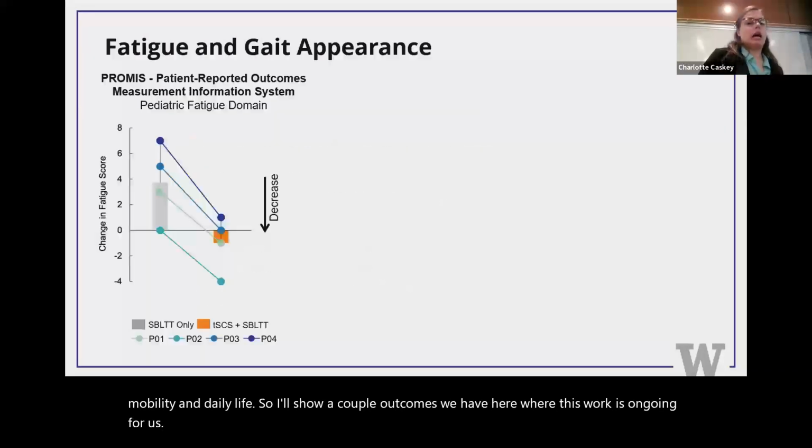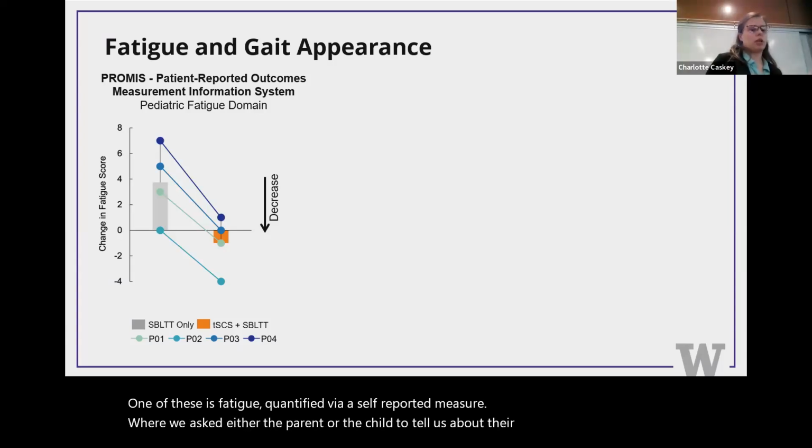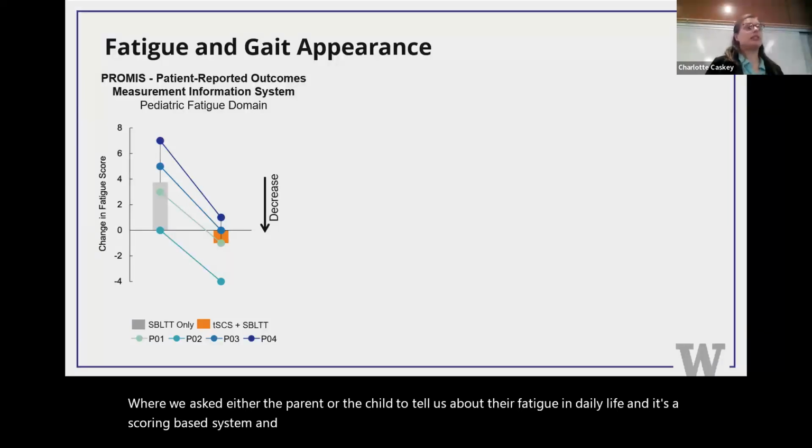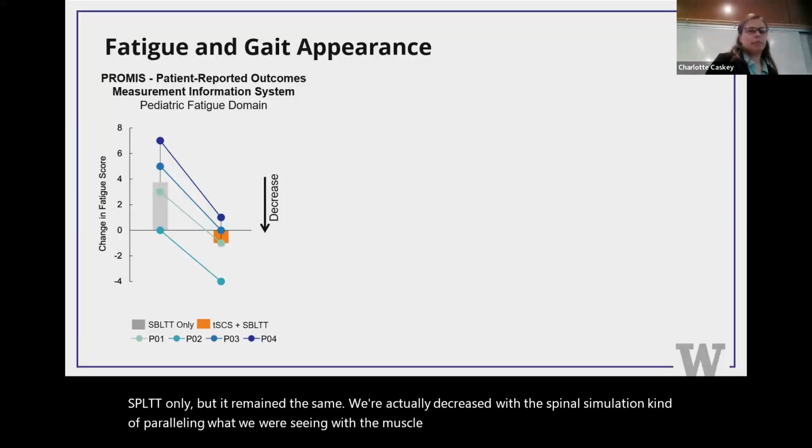One of these is fatigue, quantified via a self-reported measure where we asked either the parent or the child to tell us about their fatigue in daily life, and it's a scoring-based system. And we saw increases in fatigue reported in community walking after SPLTT only, but it remained the same or actually decreased with the spinal stimulation, kind of paralleling what we were seeing with the muscle activity in the lab.